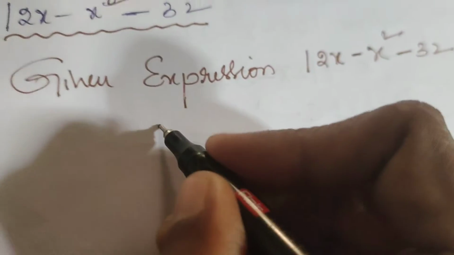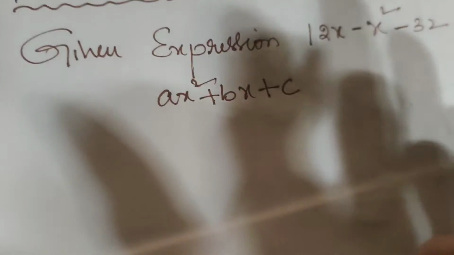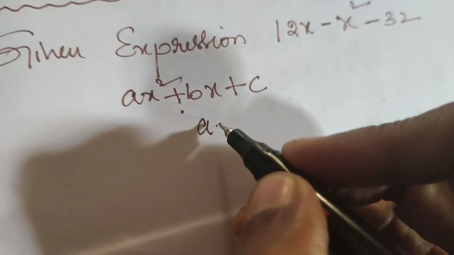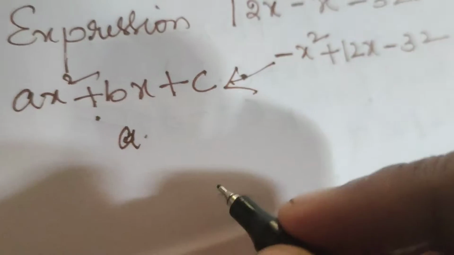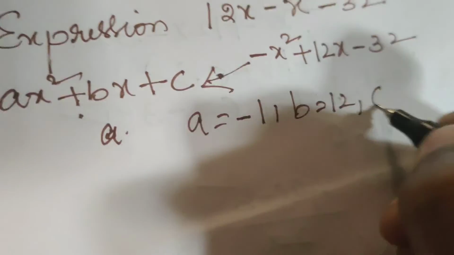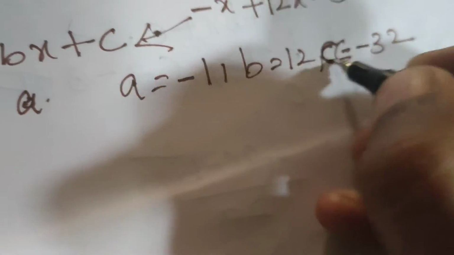First of all, write the standard quadratic expression, that is ax square plus bx plus c. Suppose this expression equals 0, it means a quadratic equation. Comparing the given expression with this quadratic expression, first write the given expression in order, that is minus x square plus 12x minus 32. Here A means minus 1, B means 12, and C equals minus 32.